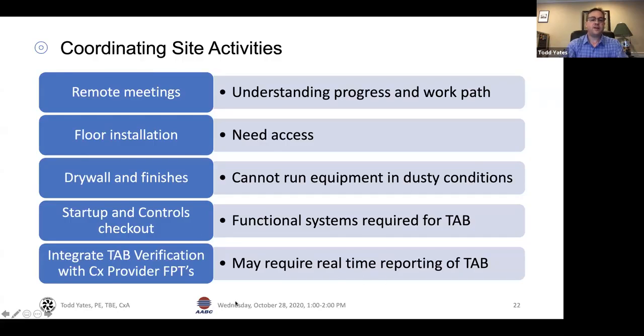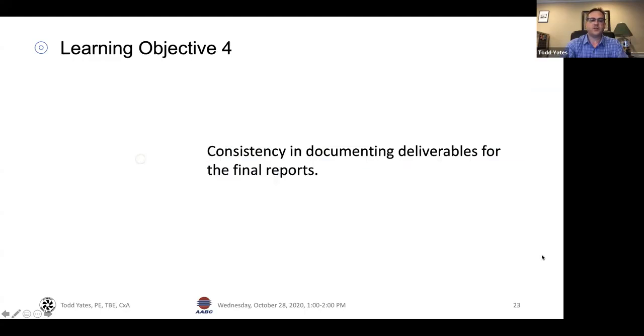We want to integrate our TAB verification with the commissioning provider's FPTs. Sometimes this may require real-time reporting, or at the very least, it may be helpful to do real-time TAB reporting. And with the ability to do TAB reports and online data storage, working from iPads or computers in the field, it gives us the ability to share access to the reports in real time.